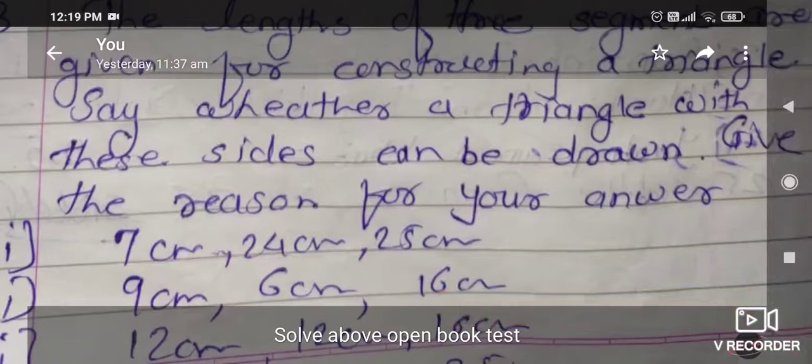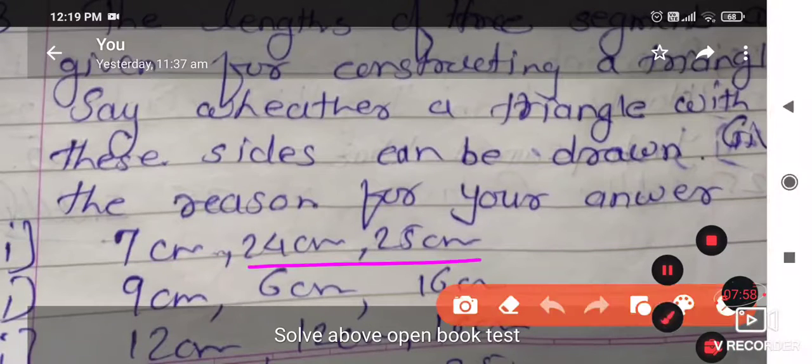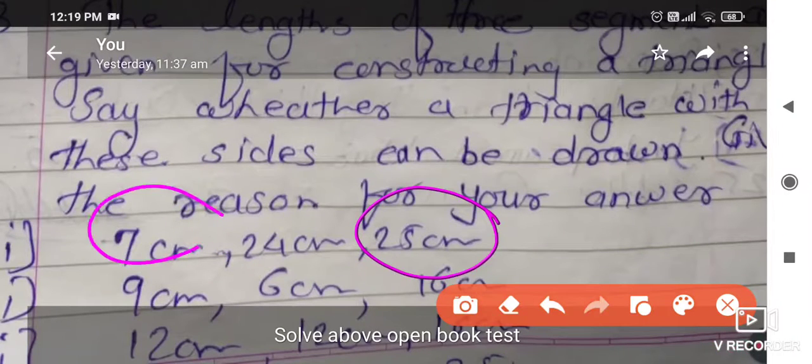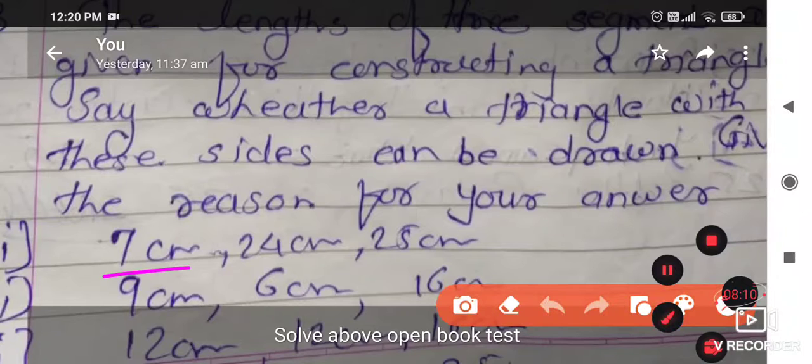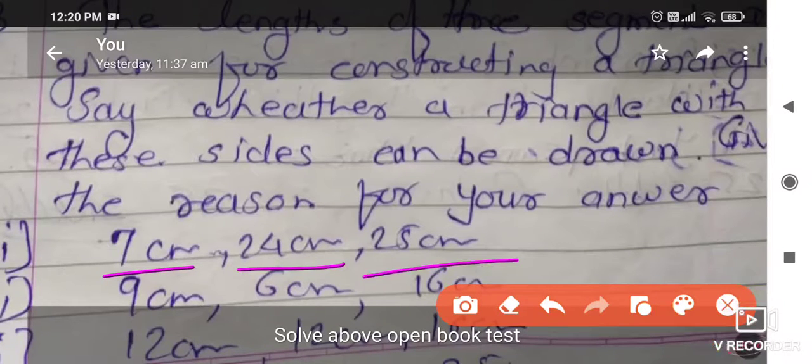Another two sides' addition we will do and see. So 24 plus 25 is also greater than 7. And then 25 plus 7 is greater than 24. So we can construct the triangle whose measures are 7 centimeter, 24 centimeter and 25 centimeter. In this way we have to check all the examples.